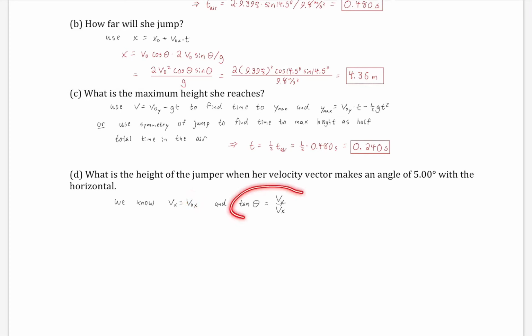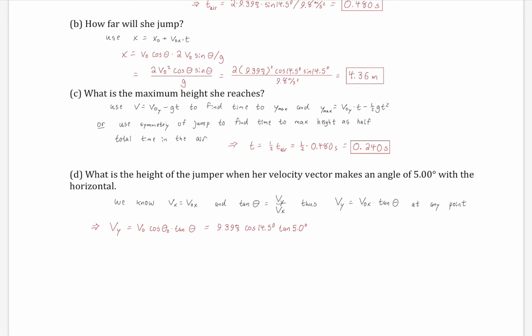We also know that at any point in the jump, tangent theta equals the vertical component over the horizontal component, right? That would apply to any instantaneous velocity vector of the jump. Thus, we can say that Vy is time dependent. I'm sorry, not yet. We're going to solve for Vy. Vy is just equal to V naught x times tangent theta at any point. In other words, this is the vertical component of velocity at any point as a function of the initial velocity, a constant, times tangent theta, a variable.